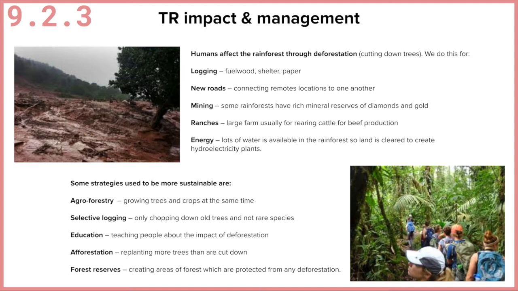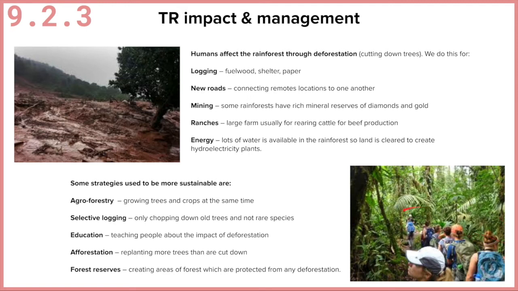There are huge networks of charities and governments that are now replanting trees on areas that have been deforested, and this is called reforestation or afforestation. And then finally, some governments have decided to create nature reserves or forest reserves, areas of forests which are protected from any sort of deforestation and will also be funded by ecotourism.